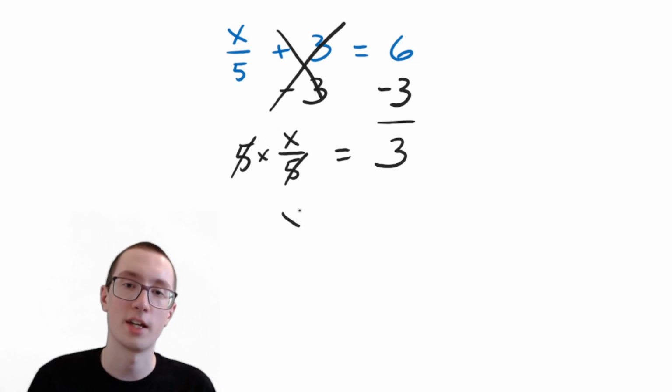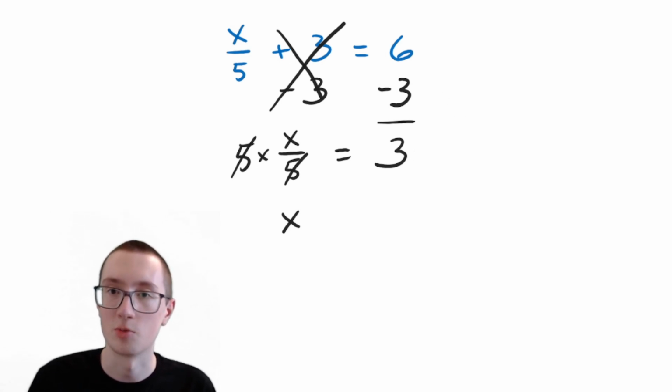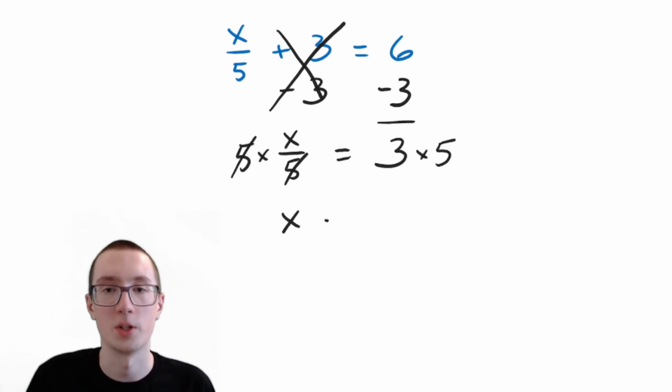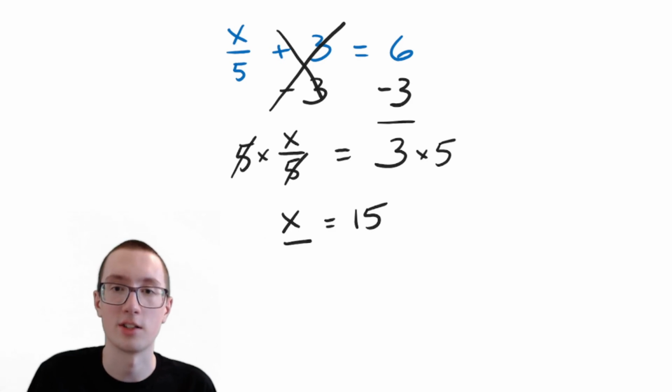And now we're just left with x. But we need to multiply by 5 on the other side as well. So we're going to go ahead and do that. And we're left with 3 times 5, which is 15. So our answer to this problem is x equals 15.